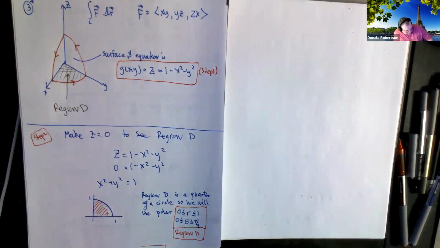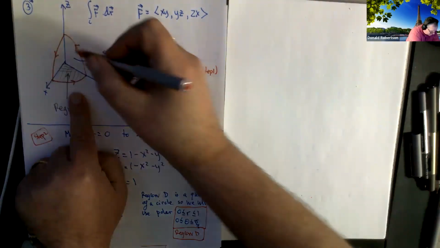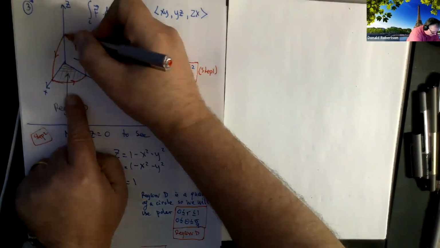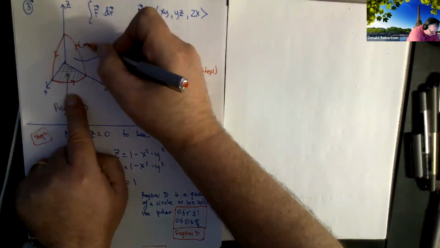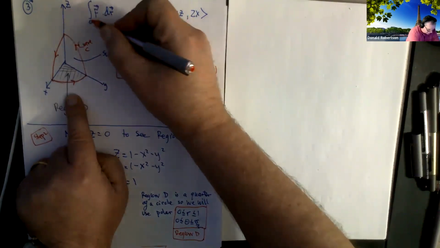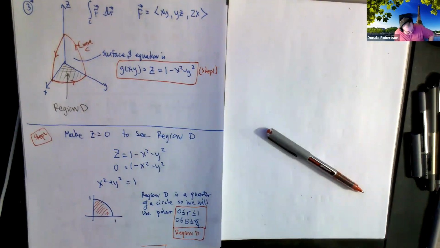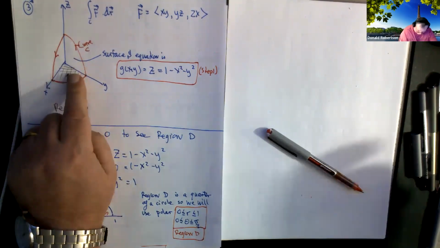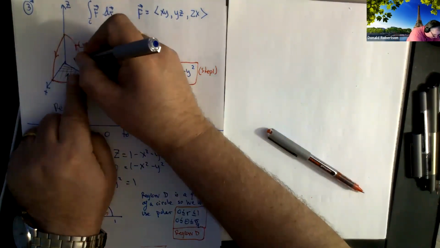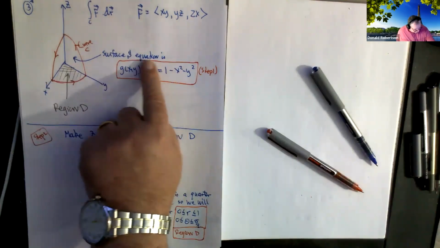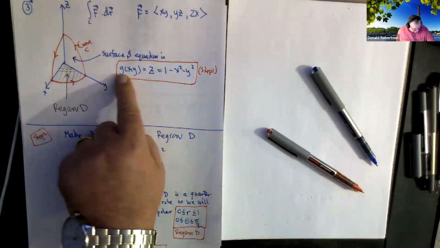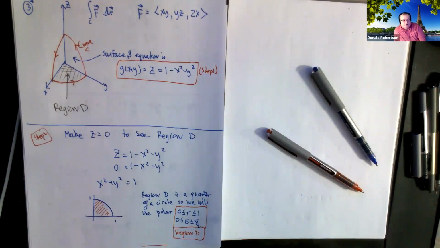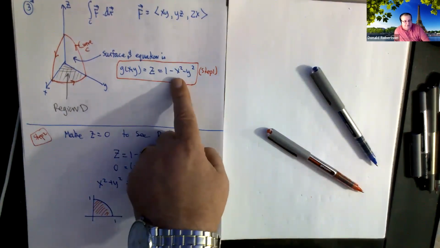Okay. This is my feeble attempt at drawing a 3D picture. This red curve here goes from here, to here, and back down to here. That's the curve C that they're talking about. And they tell us, thank goodness, because I wouldn't want to figure it out, that this surface S has this equation. So actually step 1 wasn't necessary, because I know what the equation of the surface is.